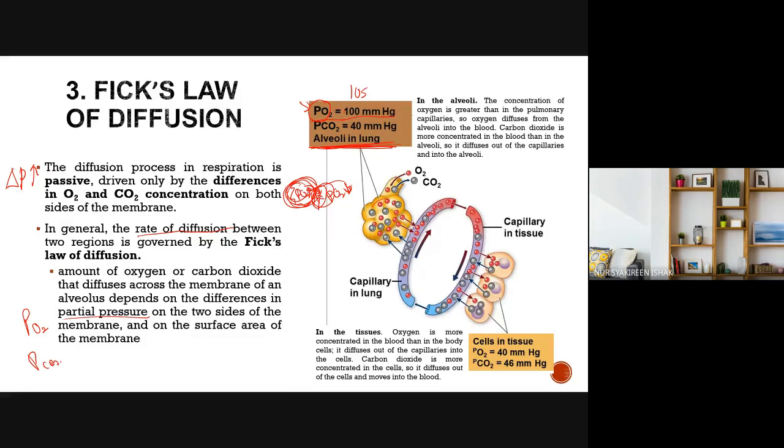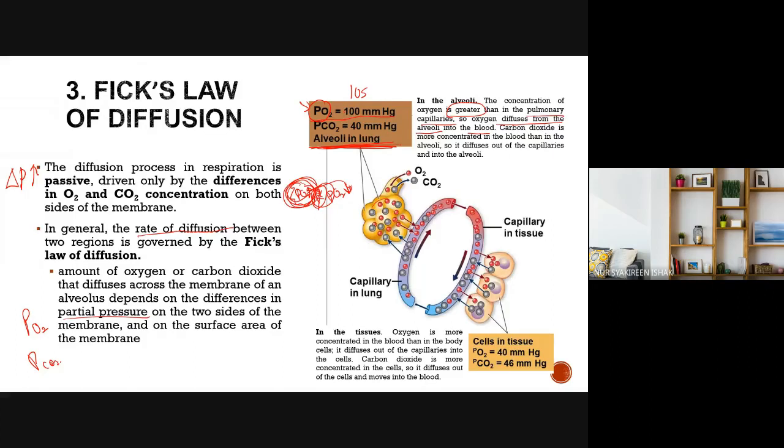Okay, so it says here, in the alveoli, the concentration of oxygen is greater than in the pulmonary capillaries. So oxygen diffuses from the alveoli into the blood, because the concentration of oxygen in the alveoli is higher compared to the oxygen in the pulmonary capillaries.